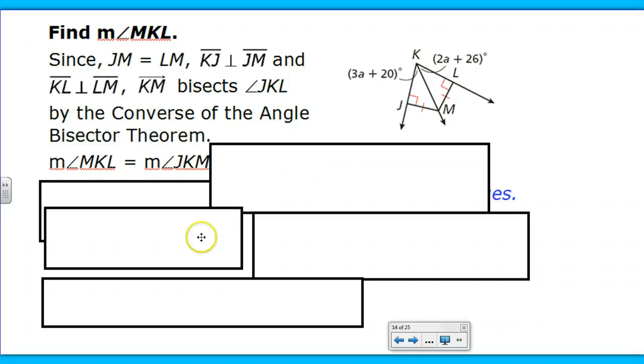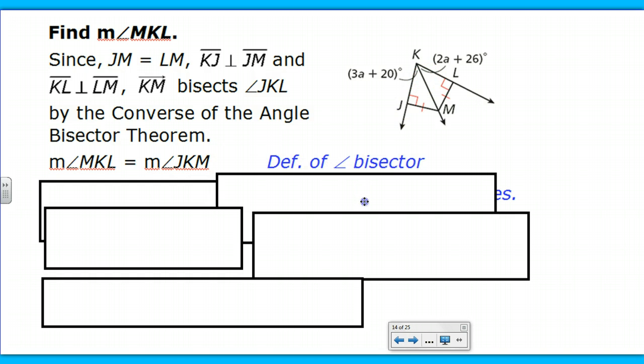Go ahead, pause, come back and show your work. So since JM equals LM, KJ is perpendicular to JM, and KL is perpendicular to LM, we know that KM bisects the large angle JKL by the converse of the angle bisector theorem. So the measure of MKL equals the measure of JKM. These two angles must be congruent. That's our definition of an angle bisector, right?